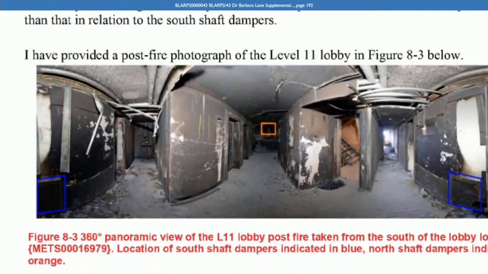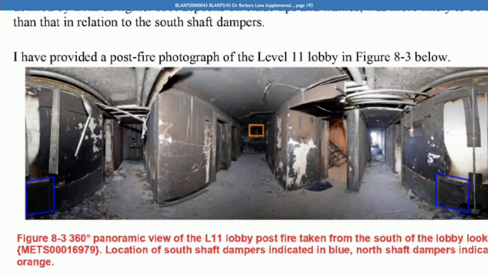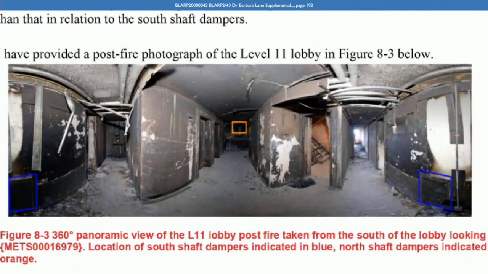Dr. Lane makes the point that this seems to show soot staining from ceiling to ground level throughout, and no evidence of this region of greater smoke contamination that might affect the north shaft dampers more than the south shaft dampers. Can you just help us? Where have you got that from, that there's this level of greater smoke contamination that's likely to have affected the higher dampers than the lower ones? So we know on some of the levels we saw that the north dampers were more heavily contaminated than the south dampers. On other levels, we definitely saw that.